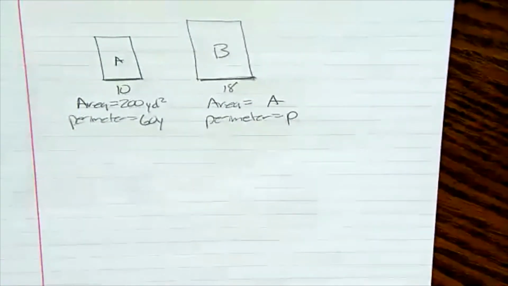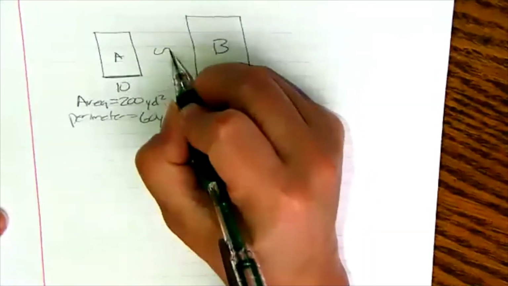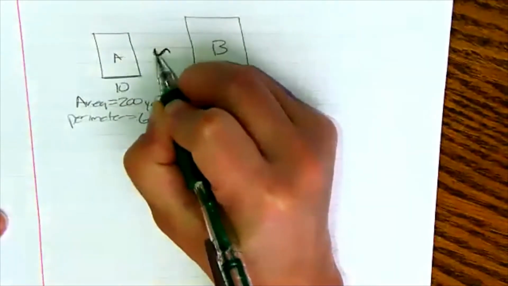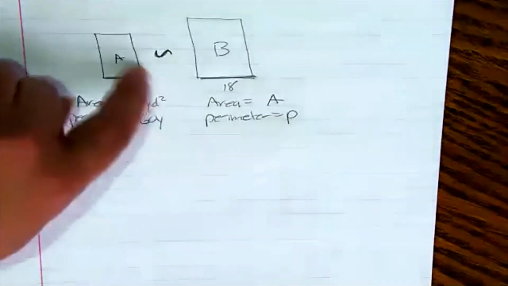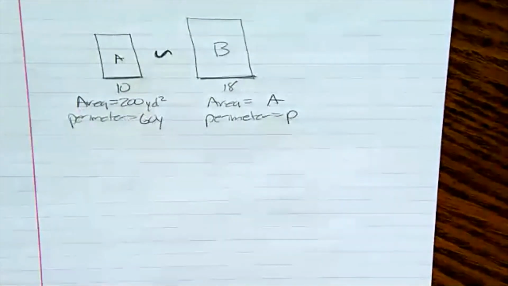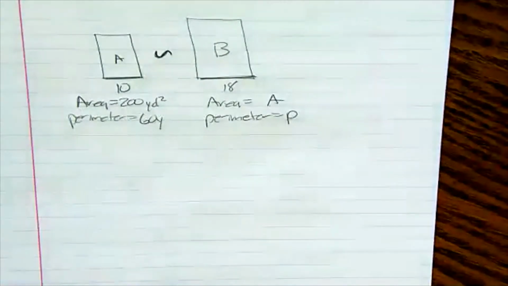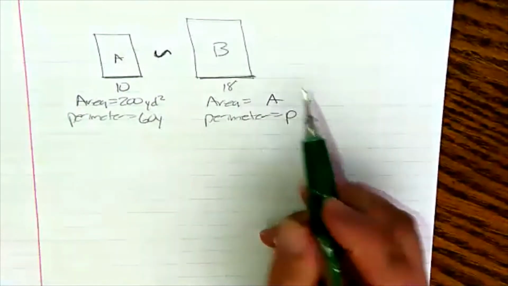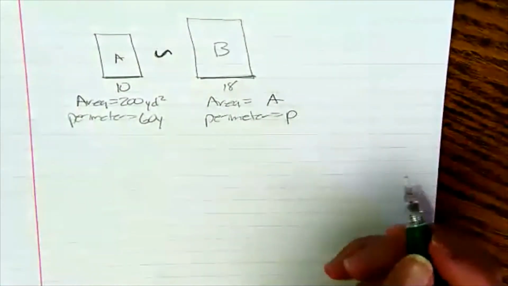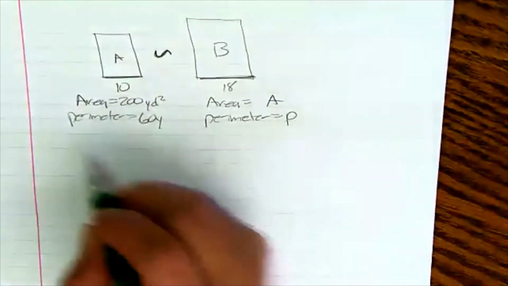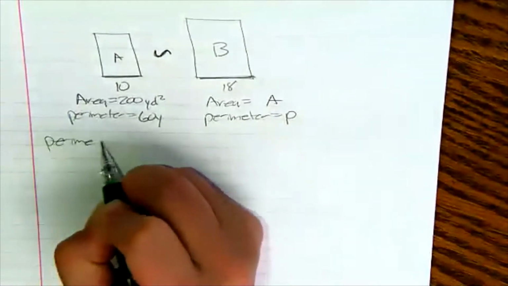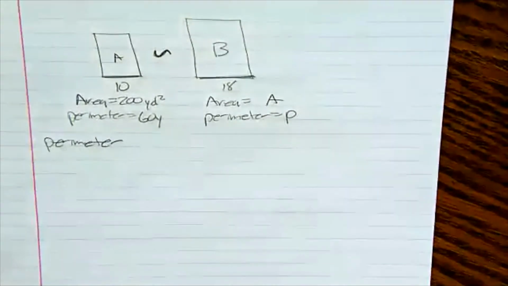We're going to use what we learned yesterday. They're similar figures. So there's the tilde that says they're similar. A is similar to B. And we're going to use the idea of proportions to figure out the area and perimeter of B. Okay. So let's start with perimeter because I think it's easier, it's linear.